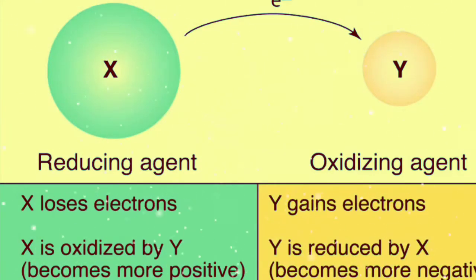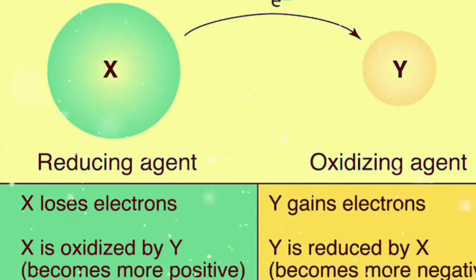First of all, you should know what a reducing agent is and what an oxidizing agent is. Reducing agents are the atoms or elements which lose electrons during a chemical reaction. They reduce another element during the reaction and are oxidized themselves. And what are oxidizing agents?